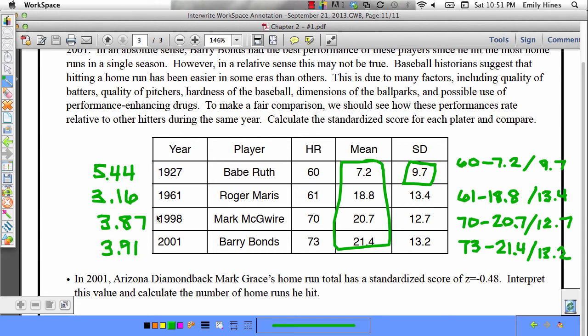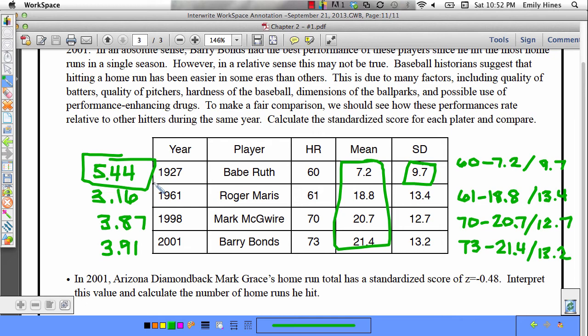Notice that these get better as they go into the modern era. But look how big Babe Ruth's z-score is. These people did better than 3 standard deviations above their mean. He did 5. That is an outrageous amount, and it is way far out there, meaning that very few people, maybe one, maybe none, did better than he did that year.